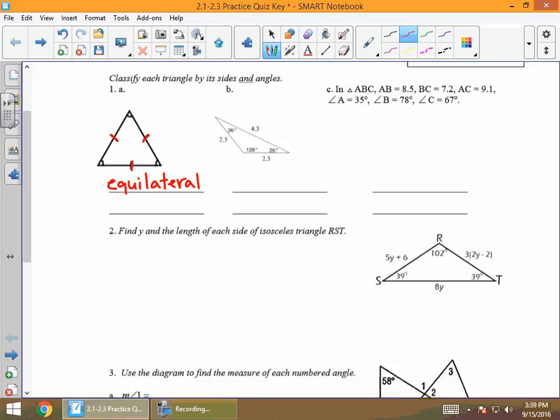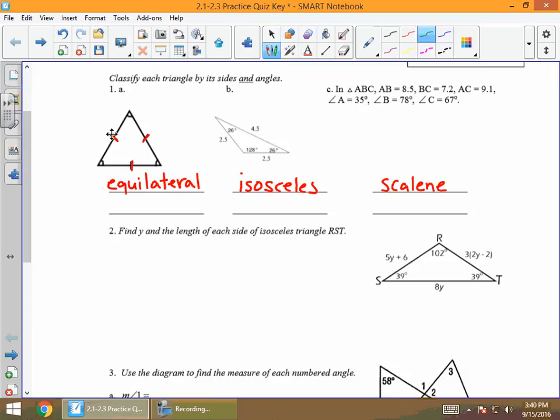As I look at B, I see that the side lengths are 2.5, 2.5, and 4.5. So two of them are the same, and we call that isosceles. And then the last one, as I look at the three sides, I have 8.5 and 7.2, 9.1. And if none of the sides are the same, we call it scalene. So that takes care of naming it by its sides.